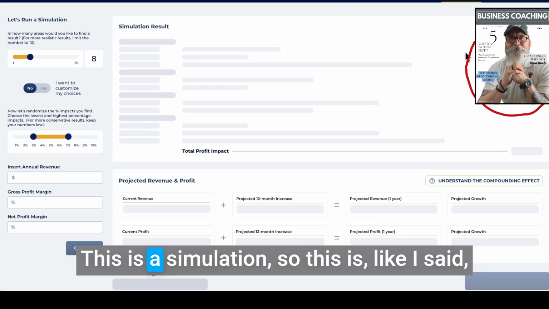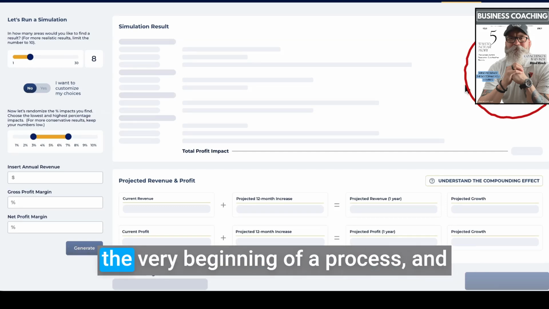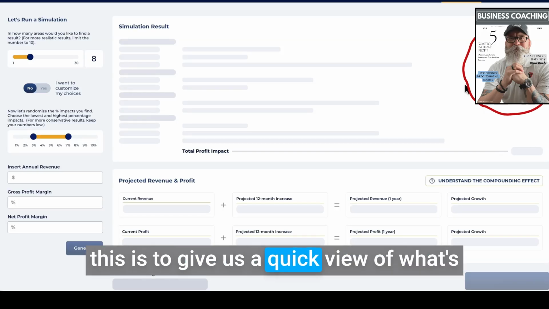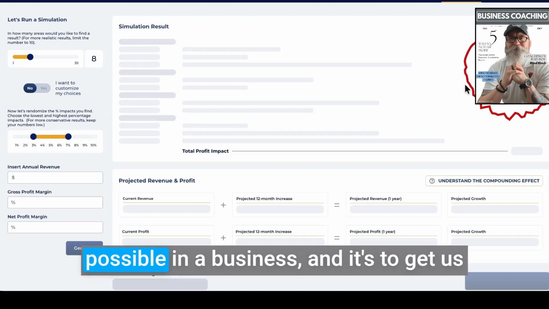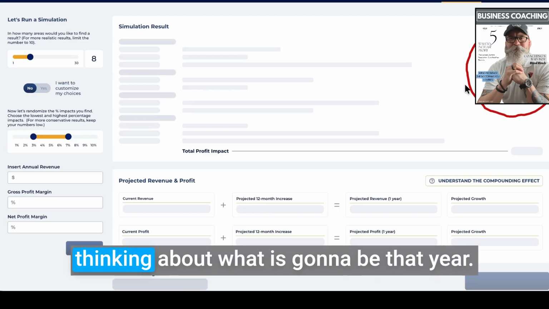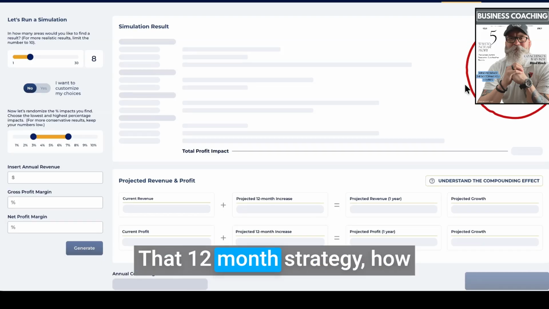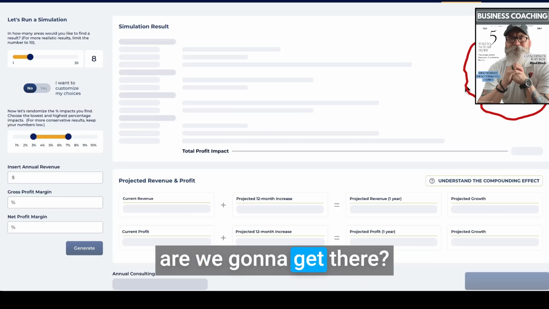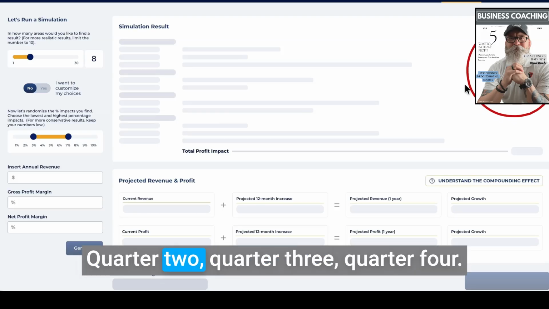This is a simulation. So this is, like I said, the very beginning of a process. And this is to give us a quick view of what's possible in a business. And it's to get us thinking about what is going to be that year, that 12-month strategy. How are we going to get there? What does quarter one look like? Quarter two, quarter three, quarter four?